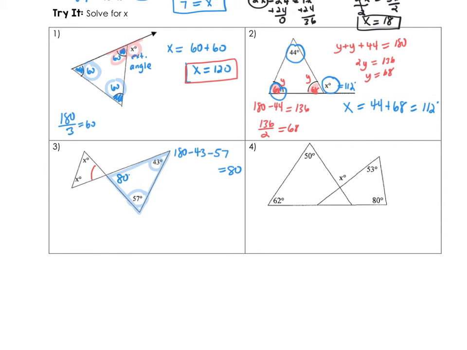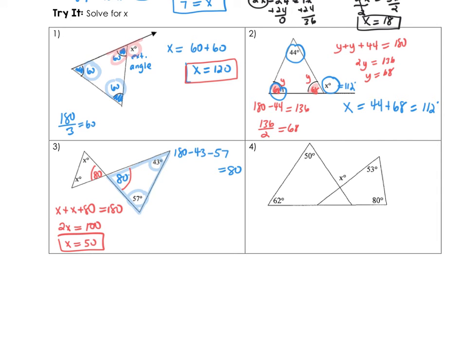Next, using what I know about vertical angles, I can bring that 80 over to the other triangle. And now I can use the triangle angle sum for this triangle. So x plus x plus 80 is equal to 180. That would give us 2x is equal to 100 once I combine like terms and subtract 80 from both sides. And when I divide by 2, I get x equals 50.